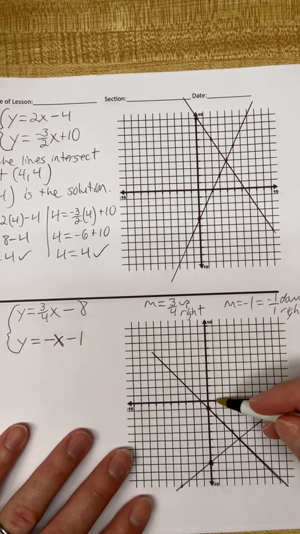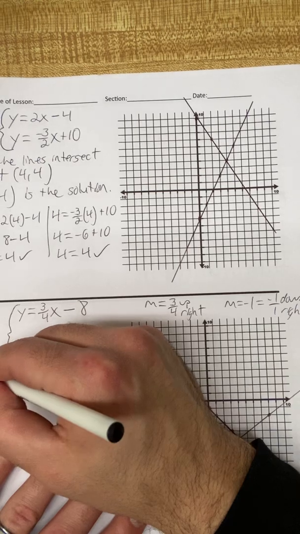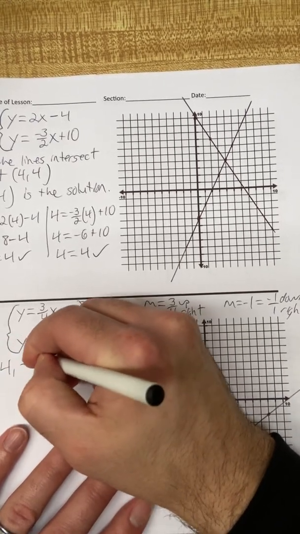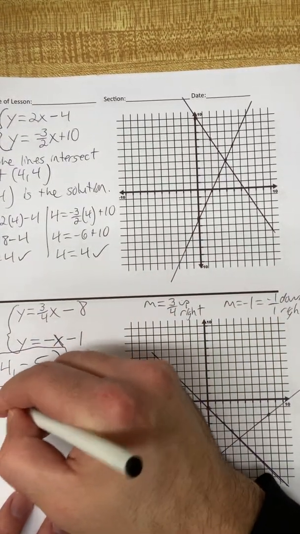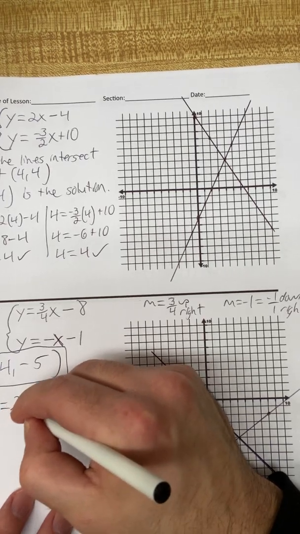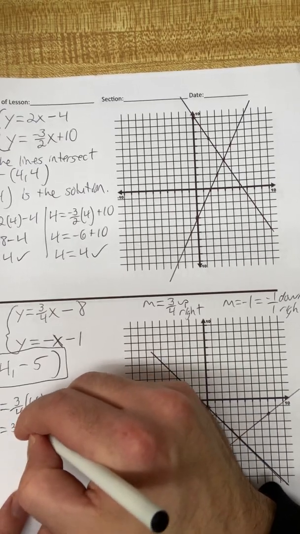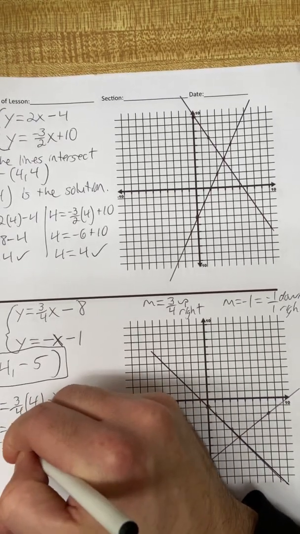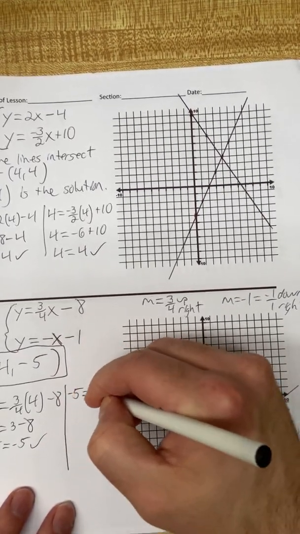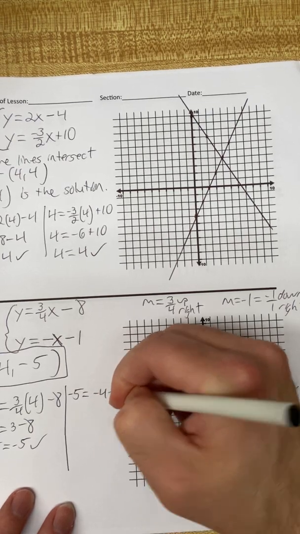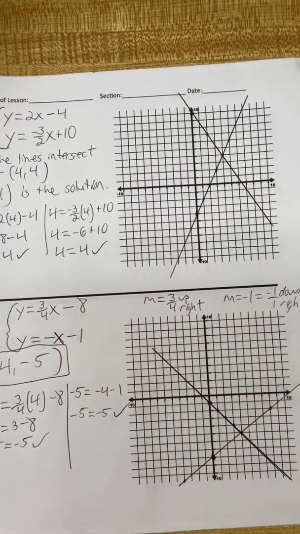Again, they're going to intersect at 4, -5. So 4, -5 is my solution. And again, we can check this out. We'll have -5 equals 3/4 times 4 minus 8. So we'll get -5 equals 3 minus 8. So -5 equals -5. That's good. My second one, put -5 in for y, 4 in for x, becomes a -4. We get -5 equals -5. So that's good too.